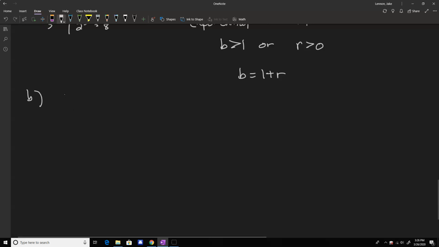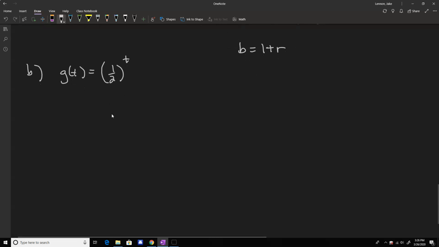So let's look at an exponential decay. Let's look at one that's just kind of analogous. Let's look at, let's say, g of t equals 1/2 raised to the t power. So again, we want to just first make a table of values, and I'll use the same input values.